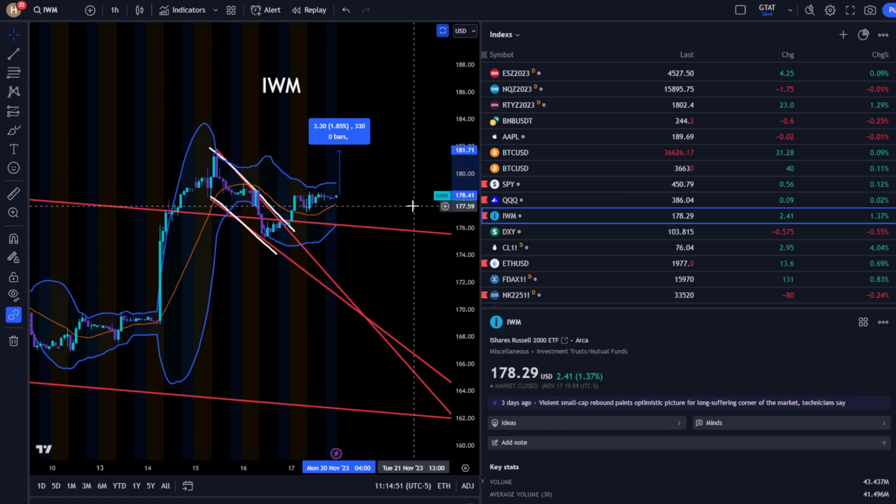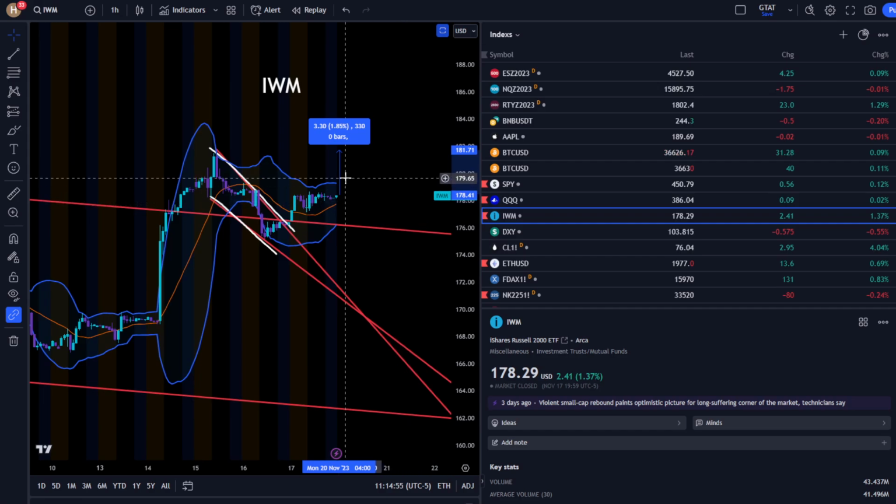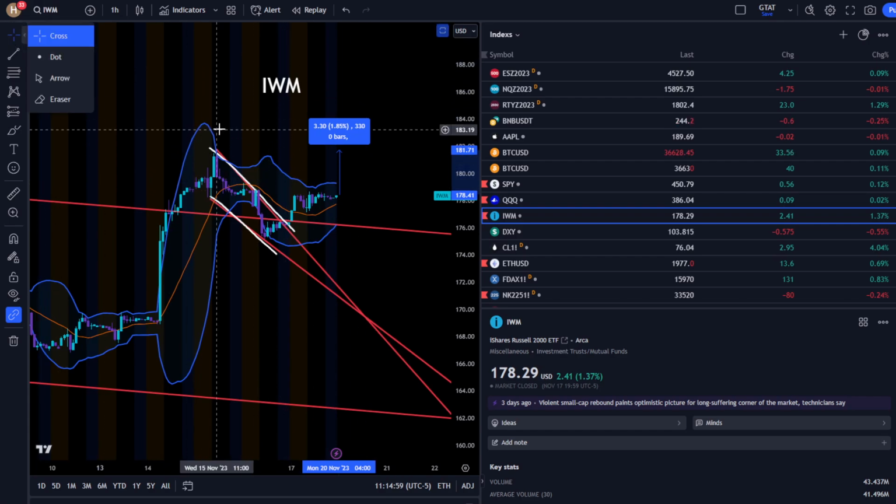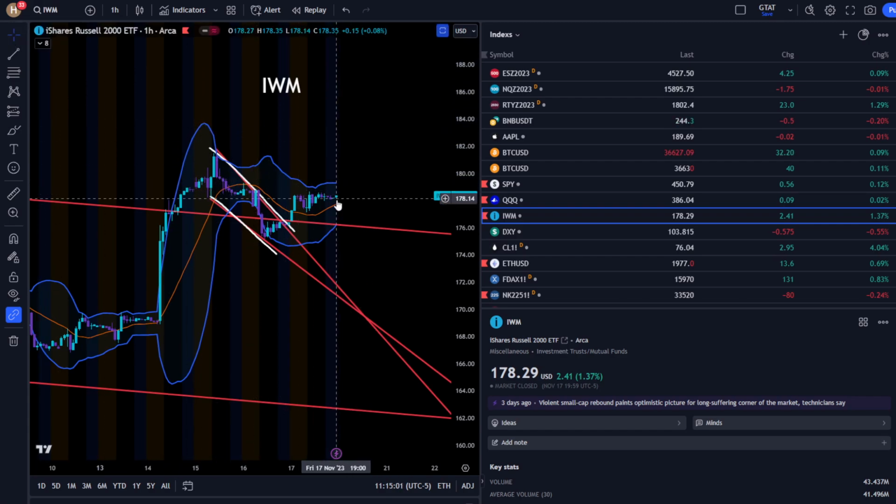We're going to have to key off of the VIX, the dollar, and the yields as well. But in general, the IWM does not look great. I would want to see a bit of a pullback.